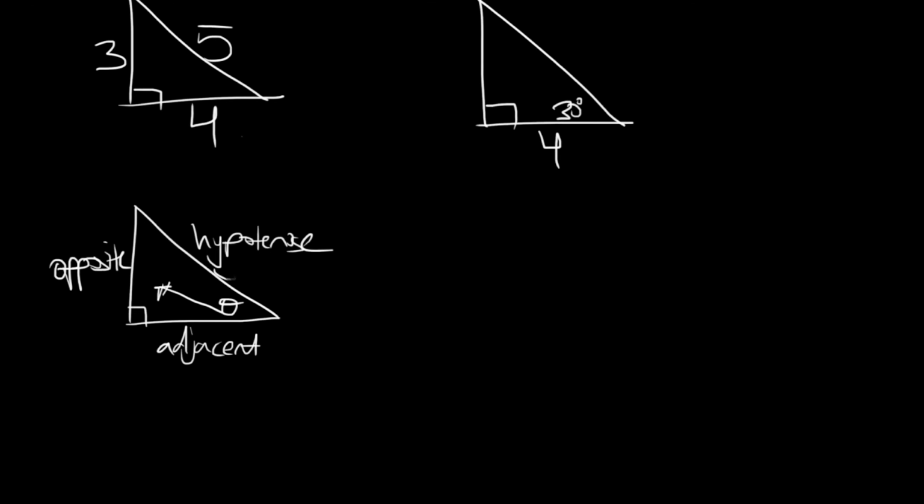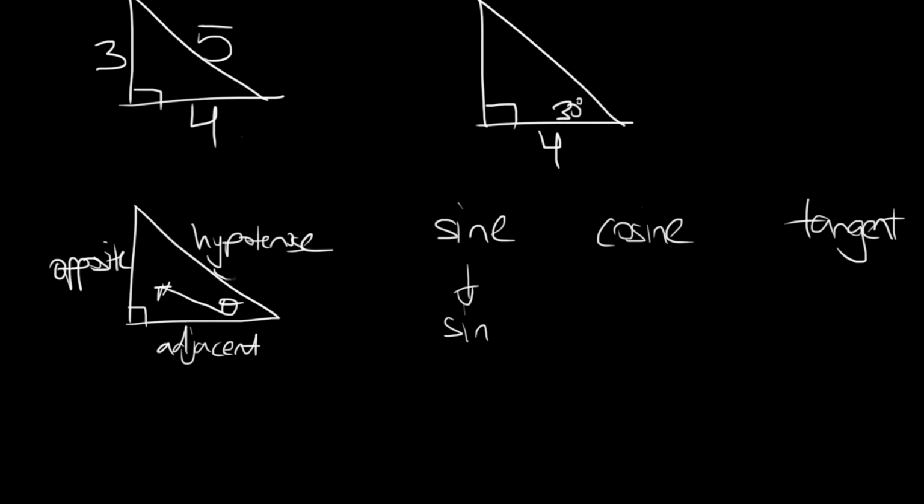Okay, so now that we're familiar with how to describe a triangle, we'll look at the trig ratios. So there's actually 3 trig ratios. One of them is sine, the other one is cosine, and the other one is tangent. Sine for short, you'd usually see as just sin. Cosine you would usually just see as cos, and tangent you would see as just tan.